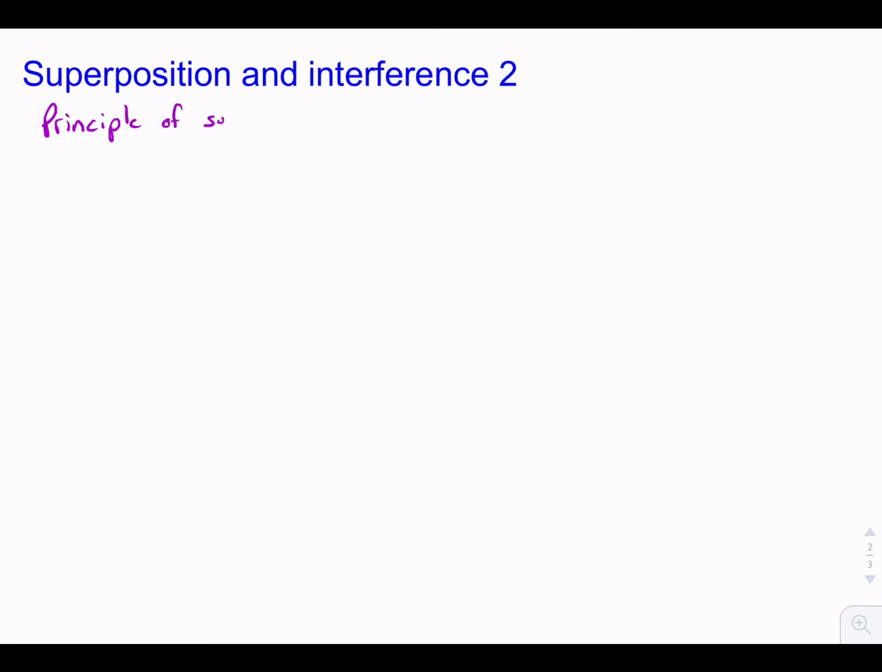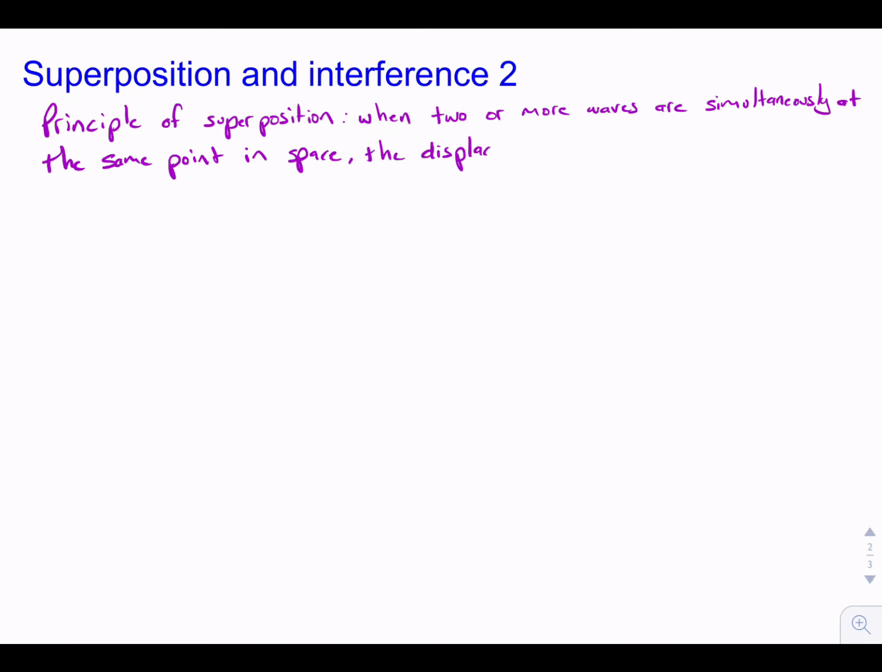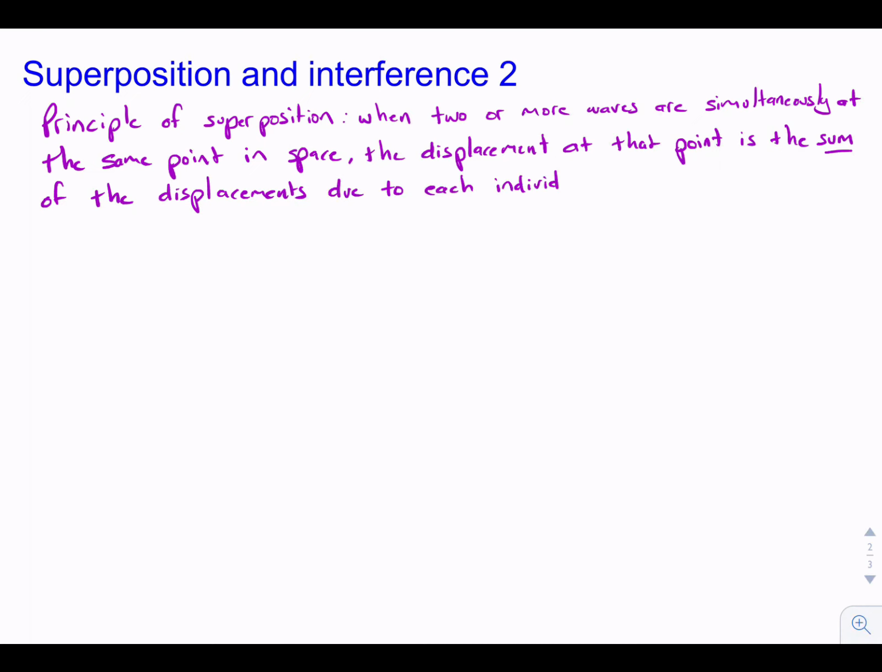When waves cancel each other out or add up, this is called the principle of superposition. When two or more waves are simultaneously at the same point in space, the displacement at that point is the sum of the displacements due to each individual wave. Let's do an example to show you what we mean.